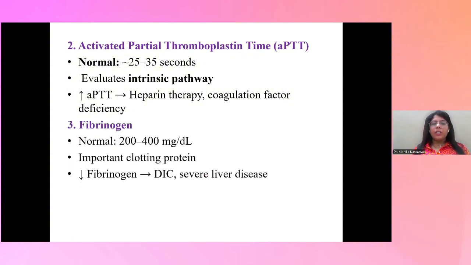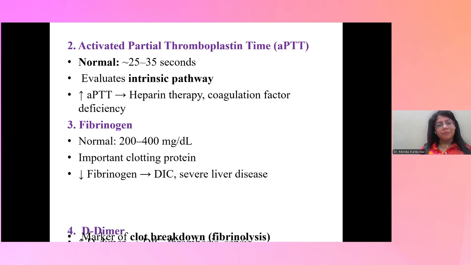Now, the third component is fibrinogen, which has a normal range between 200 to 400 milligram per deciliter, and it is an important clotting protein, no doubt. If the fibrinogen is decreased in the patient, then the patient is at risk of having disseminated intravascular coagulopathy. The patient might have severe liver disease, because you know that most of the clotting factor production happens in the liver. So this will indicate that the liver needs our care, and we have to think of that.